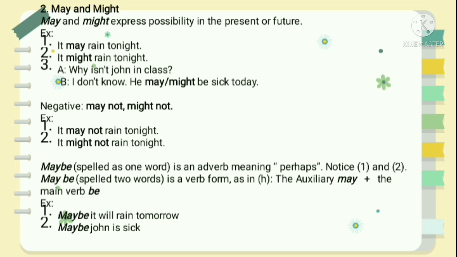So maybe spelled as one word, as you can see in the examples number 1 and number 2, is used as an adverb which has the meaning perhaps. Number 3, John may be sick. May be spelled in 2 words.